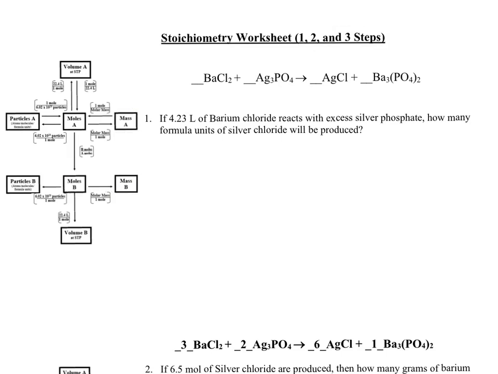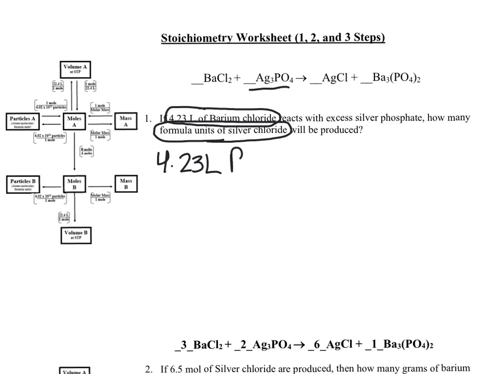All right, problem number 1 says that if you have 4.23 liters of barium chloride and it reacts with excess silver phosphate, that's fine. It's going to react with excess silver phosphate, but that doesn't really do anything for the problem. We want to know how many formula units of silver chloride will be produced. So it looks like I have 4.23 liters of barium chloride, and I'm going to want to convert it into formula units of silver chloride, which is AgCl.